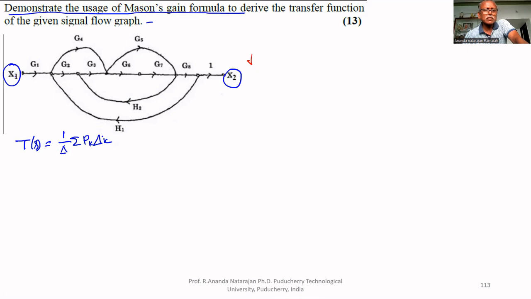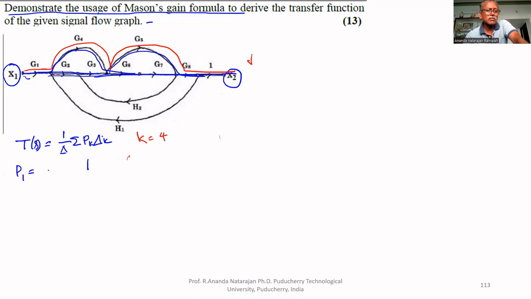So, how many forward paths are there? This is one forward path. This is the second forward path. This is the third forward path. This is the fourth forward path. So there are 4 forward paths. Therefore, k equal to 4.